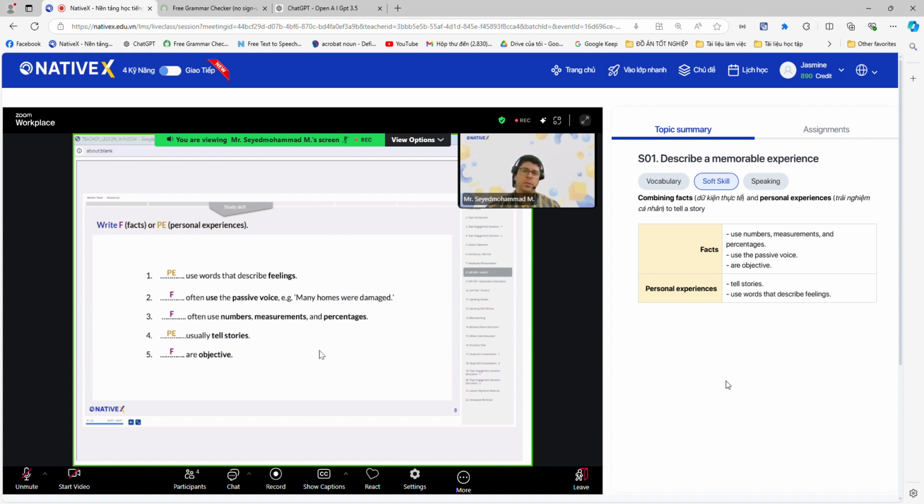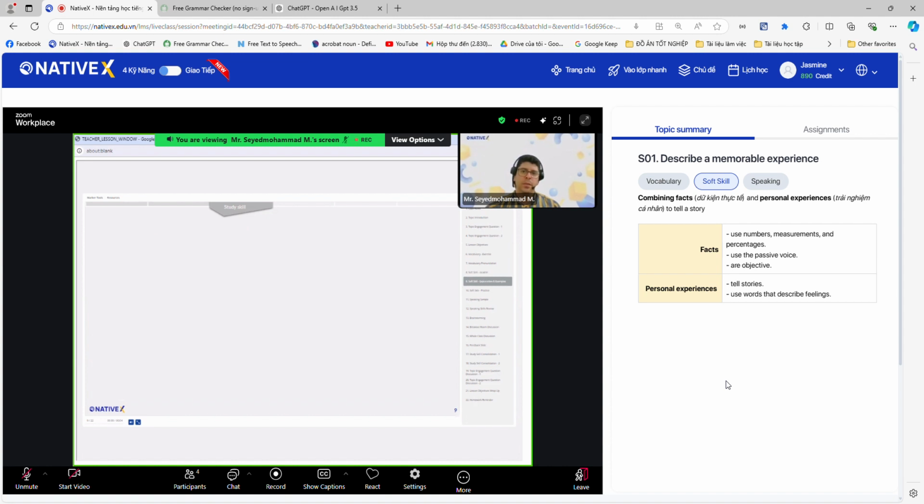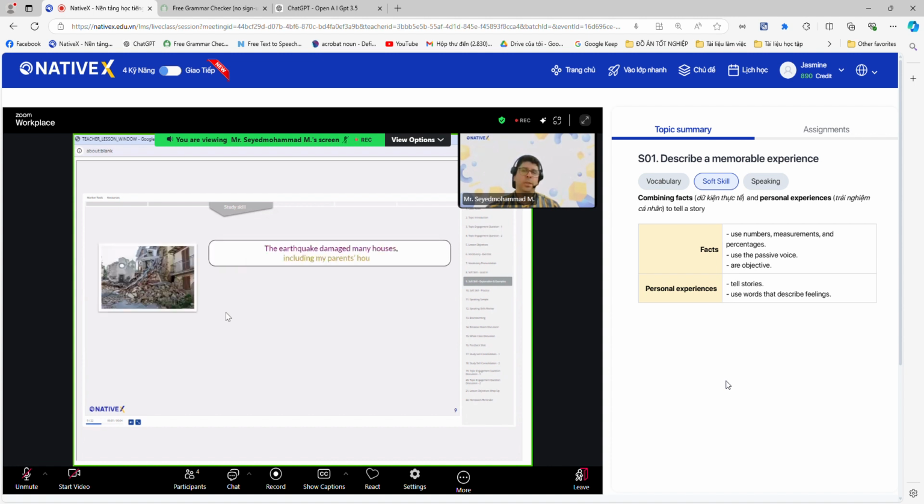Okay, let's continue to the next part, guys. So, you can combine facts and personal experiences to make your speaking more interesting. For example, the earthquake damaged many houses, including my parents' house. So, in here, the earthquake damaged many houses is a fact and it is objective, while including my parents' house is personal experience and it is a story.